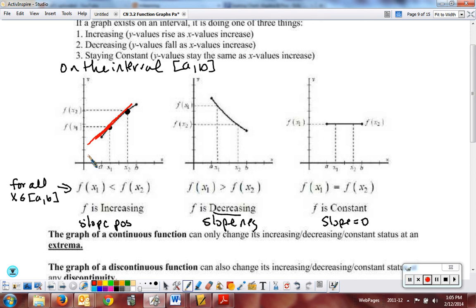I don't need to have two points. I can look at one point and the slope of the tangent line and figure out whether or not the function itself is increasing, decreasing, or constant. So this idea of slope and its relationship to the behavior of the graph is going to be important.